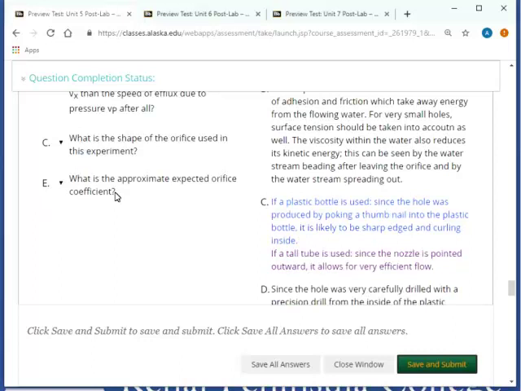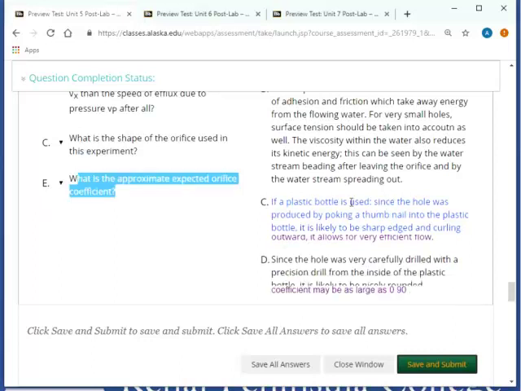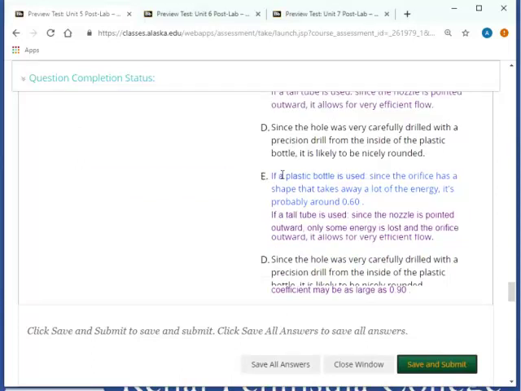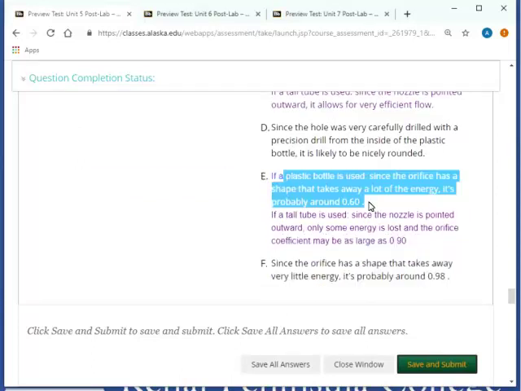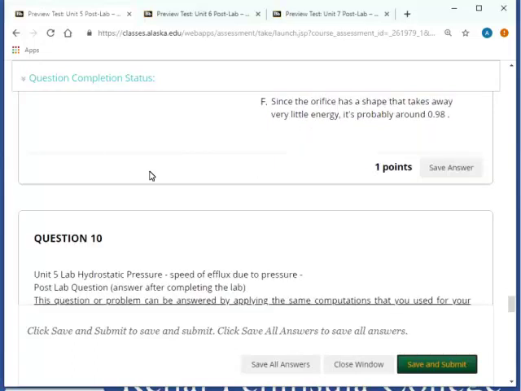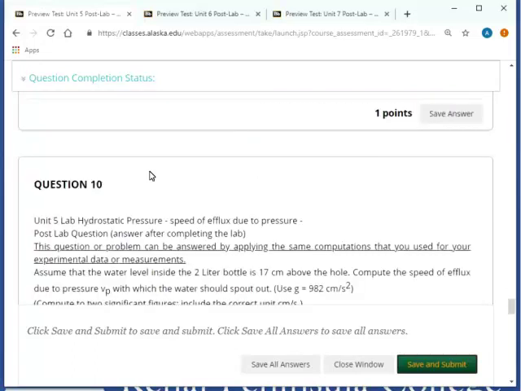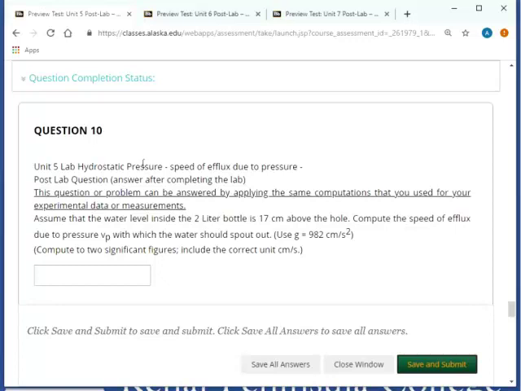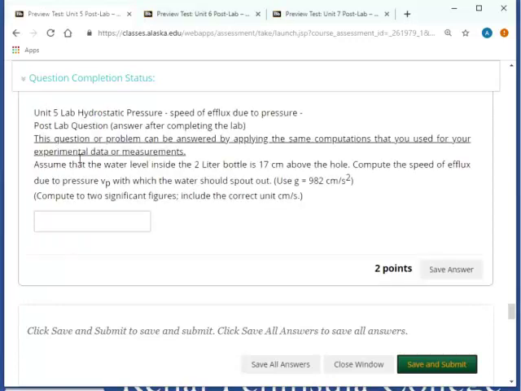What is the approximate expected orifice coefficient? So again, if it was a plastic bottle, it's probably around 0.60, and if it was the tall tube, then it's probably around 0.90. And there is some variation there. Okay, this one is that you understood the equations that were used.